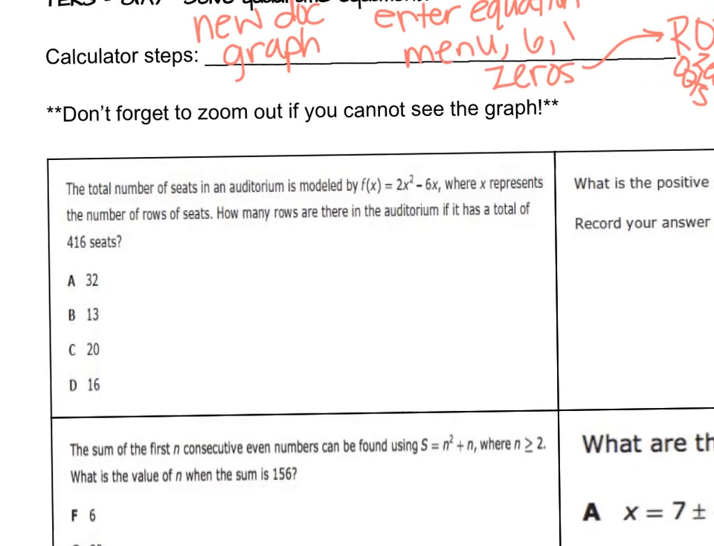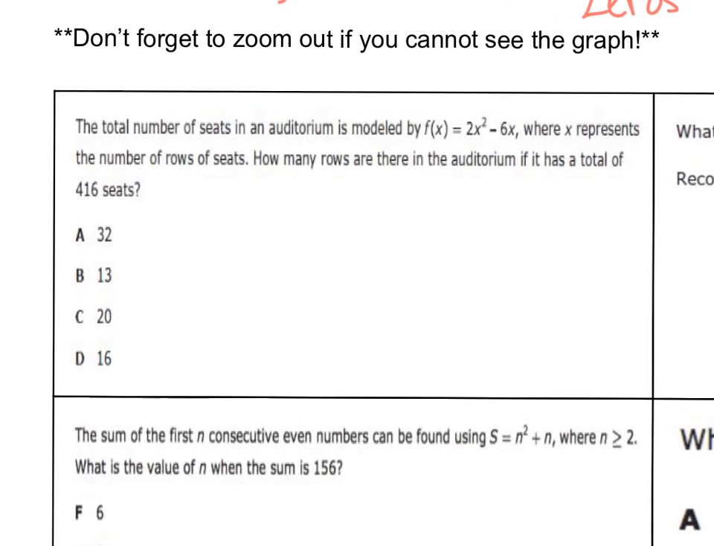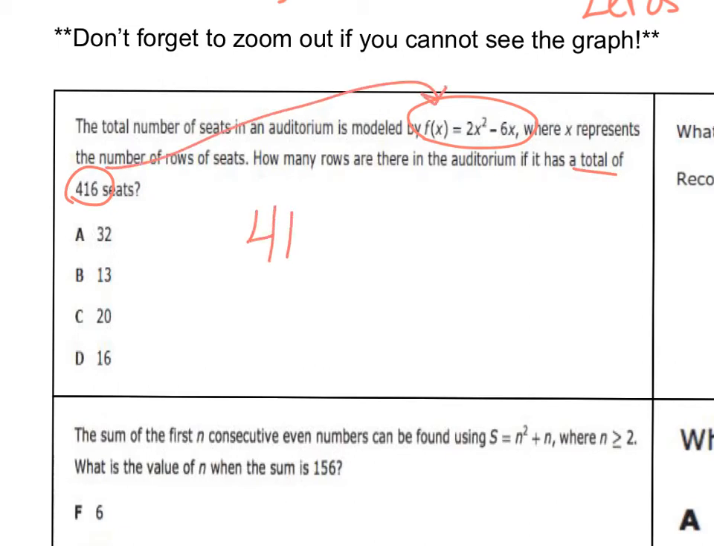So, whenever we go over to our first question, it says the total number of seats in an auditorium is modeled by this equation, where x represents the number of rows of seats. How many rows are there in the auditorium if it has a total of 416 seats? Now, total means it will go on the other side of the equal sign by itself. So 416 equals 2x squared minus 6x.